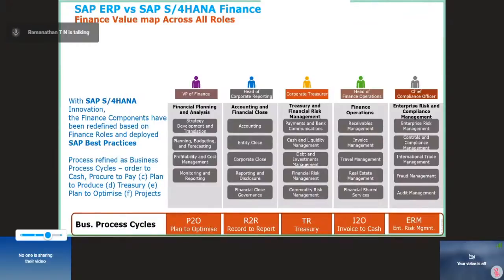So typically they wanted to be aligned with the latest leveraged technologies as well. So the business process cycles were brought in, for example, procure to pay, order to cash, record to report, or the core treasury functions, or the enterprise risk functions, right? So these are all the bits which were brought in.